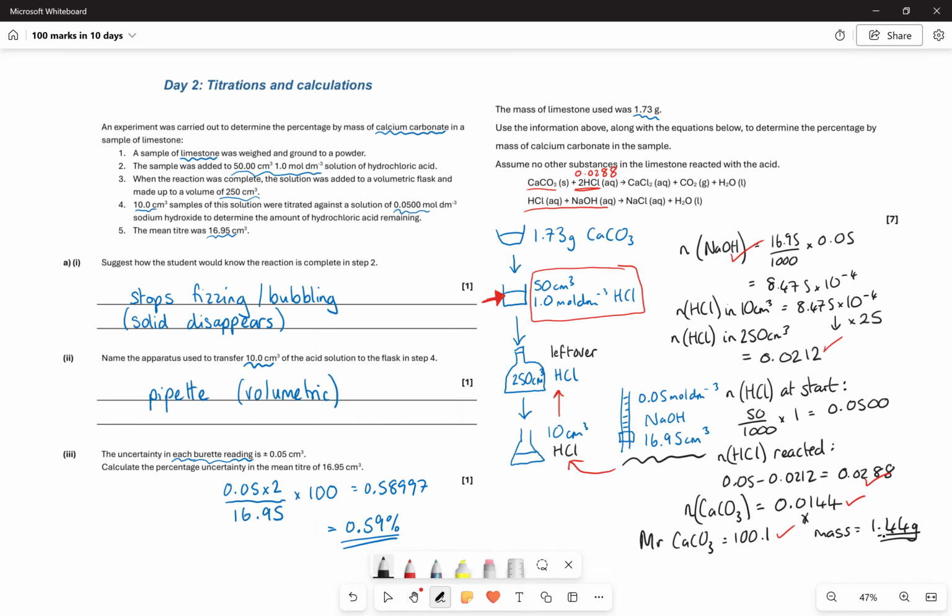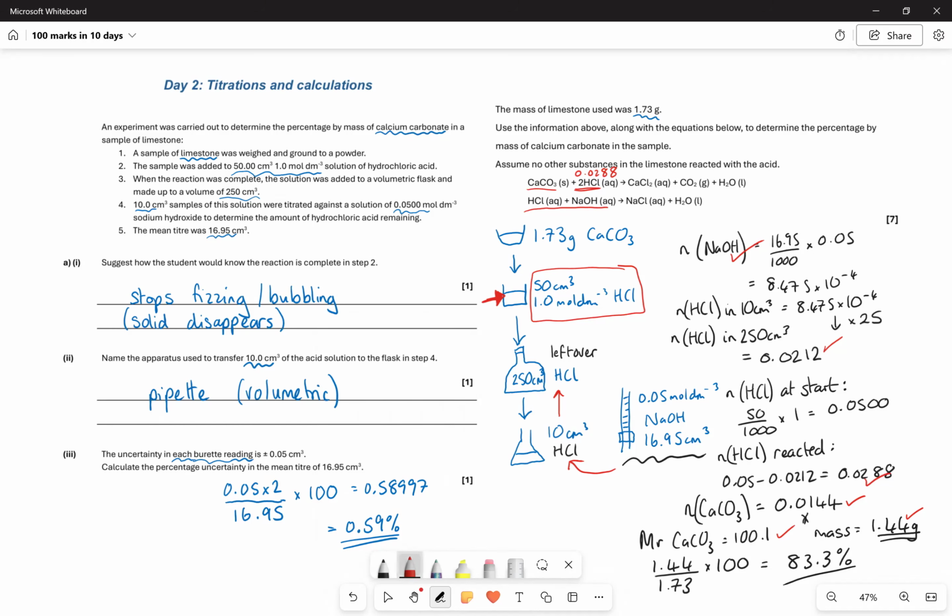At this point, I'd probably want to do a sense check. Does that make sense? Absolutely, it does. It's less than 1.73, which is 100%, it has to be. And also it's quite close because limestone is mostly calcium carbonate. So I'm not expecting it to be a tiny number, like if I got a decimal place wrong. And then we just do the mass that we've got, 1.44, over the mass of the whole sample, 1.73, times by 100. And we get 83.3%, and I've just left that to 3 sig figs, which is suitable because that's the minimum number of significant figures in all my values. If you had rounded it to 83%, that's absolutely fine as well.